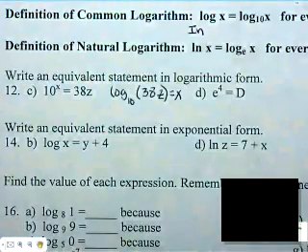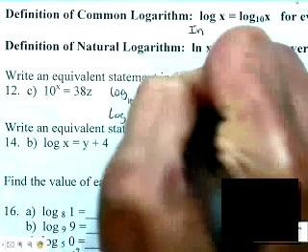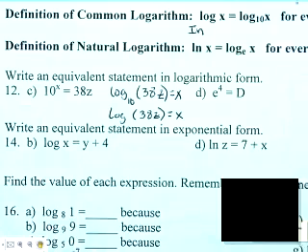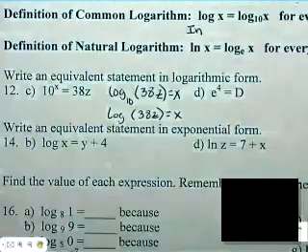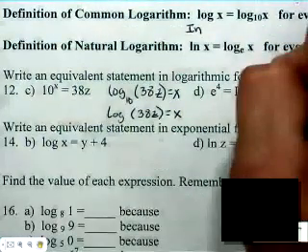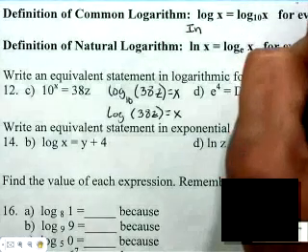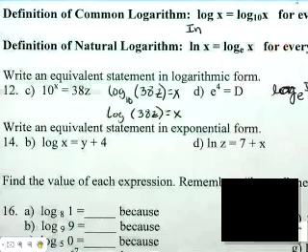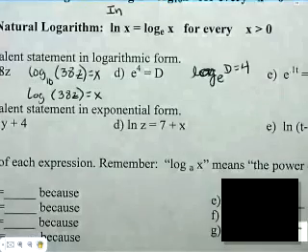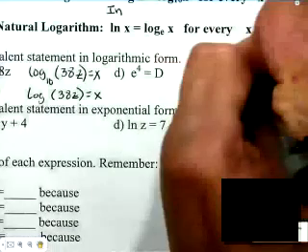But now that I know I don't have to write that base 10, I can just say log of 38z equals x, and that means the same thing. In the D part, I could write log base e of d equals 4, but the abbreviation for log base e is just natural log of d equals 4.